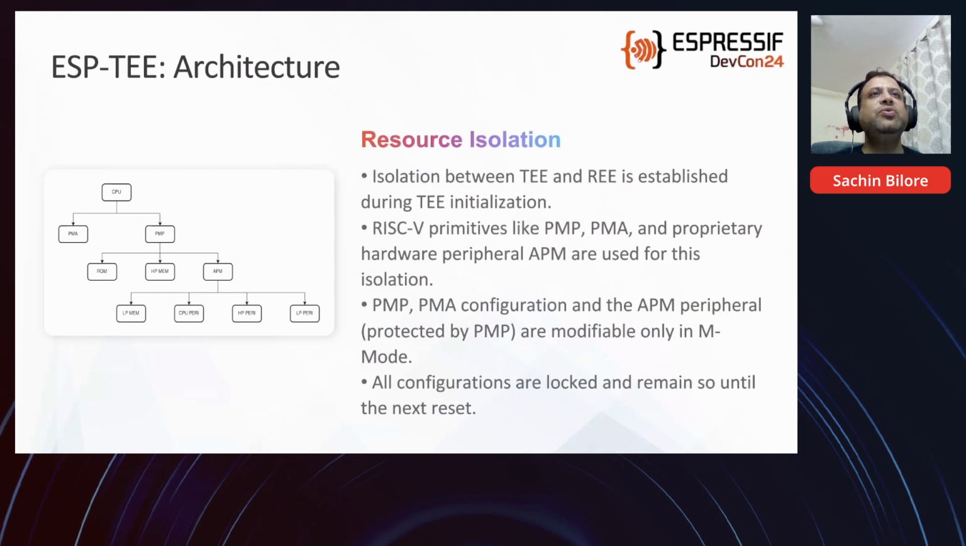The access generated by the CPU is actually filtered by the APM. If it is directed to these memory ranges, fine; if not, the access goes to the APM, another filter, which controls these ranges of the CPU address space. So by configuring these primitives and the APM peripheral, resource isolation is achieved. This configuration is locked once it is performed, and it cannot be modified by any entity, even in the higher privilege mode, the TEE.